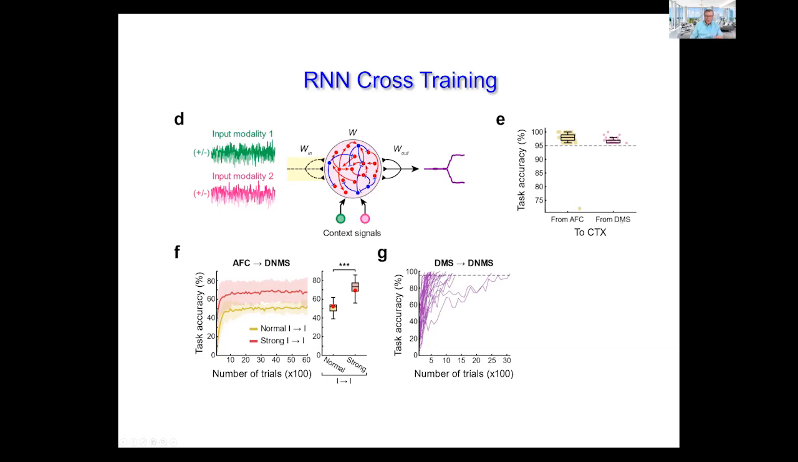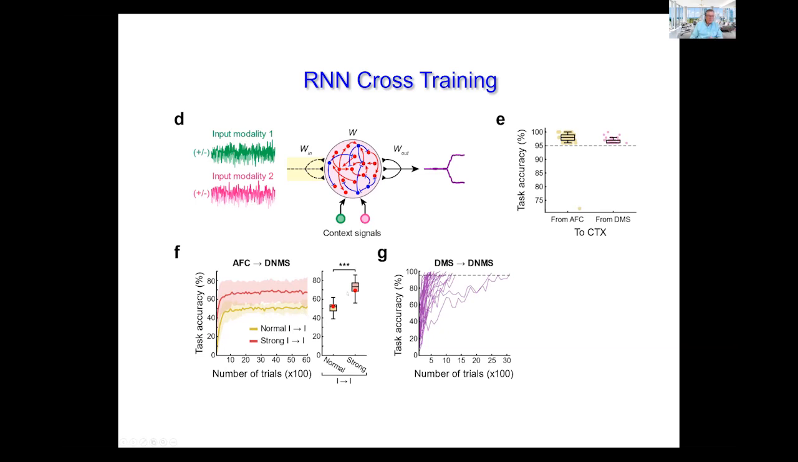And actually we want a two task. There are two tasks that are equivalent: delayed match to sample or delayed non-match to sample, right? So let's transfer from AFC to delayed non-match. And it fails completely. With the normal connection strengths after training, it's at 50%, which is basically chance.